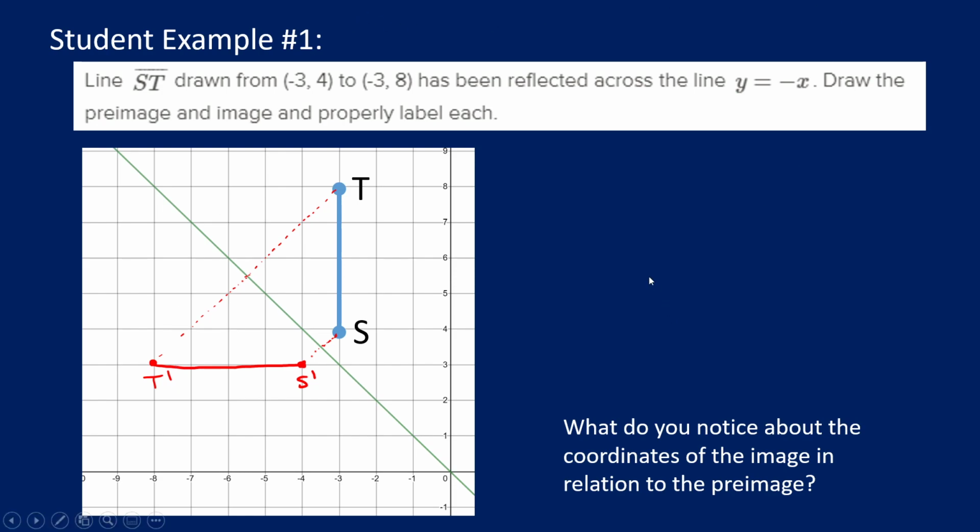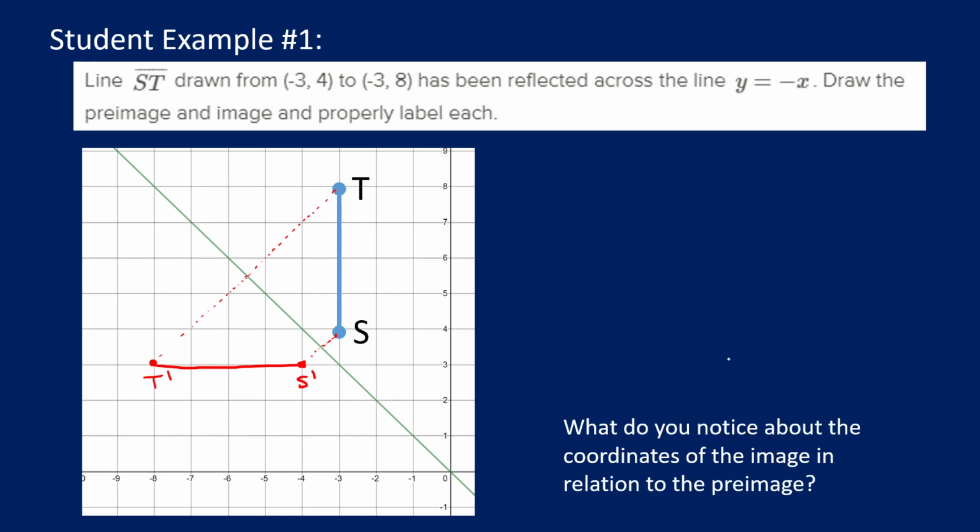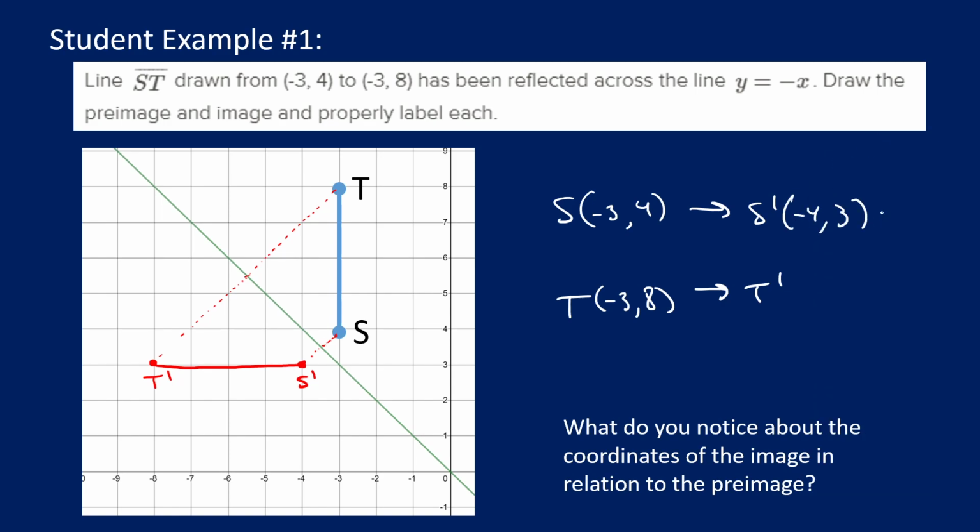Okay, but now we'll look at our coordinates and think about what happened, trying to find a pattern so that we can use a rule instead of having to draw it every single time. The original coordinates of S were -3, 4. The original coordinates of T were -3, 8. And then, where did they end up? S prime ended up at -4, 3. T prime ends up at -8, 3.